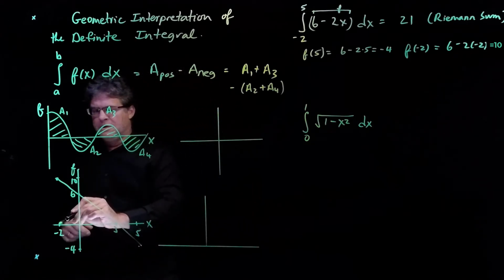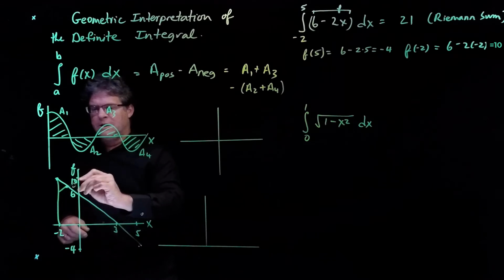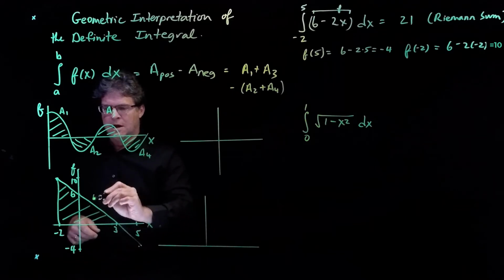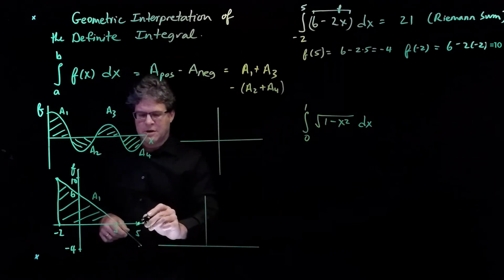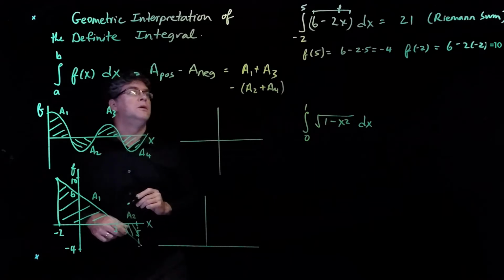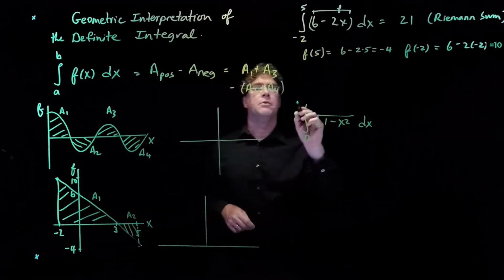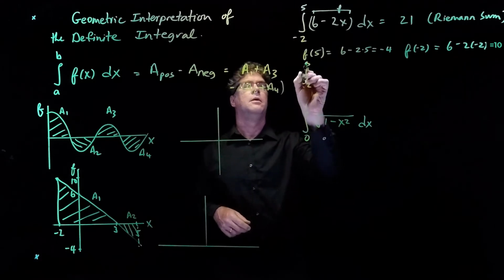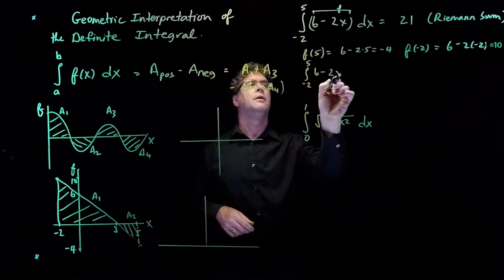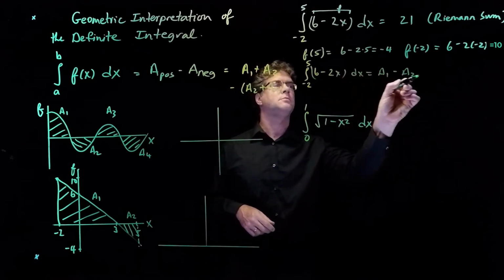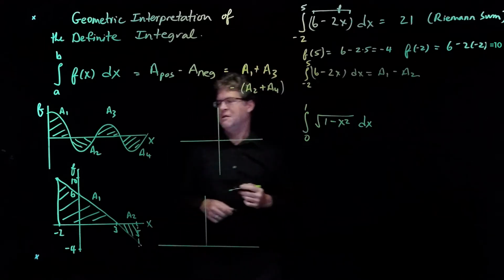Our first triangle is the one shown right here. And this is going to be our A1. And then our second triangle is the one shown here. And this will be our A2. And so the integral is equal to A1 minus A2. Now we need to calculate these areas.